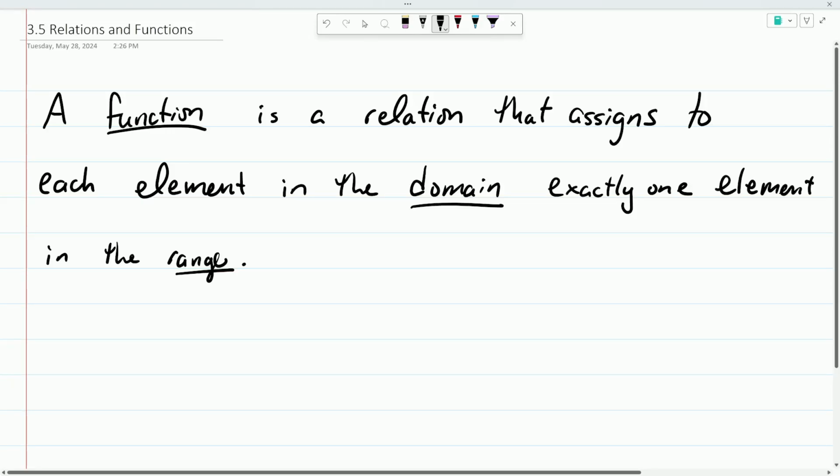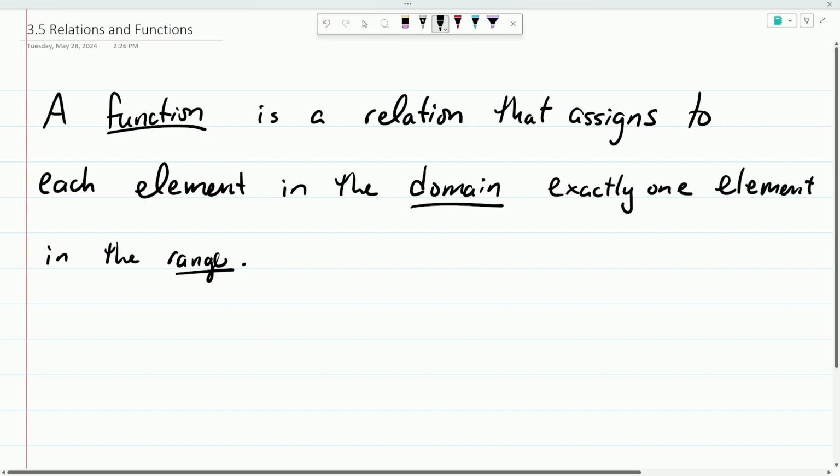In this section, we're going to talk about relations and functions. So, we're going to start with the basic definition of a function, and functions are used everywhere in science, in healthcare, in paying your bills, and the money you make. They're all considered functions. All right.